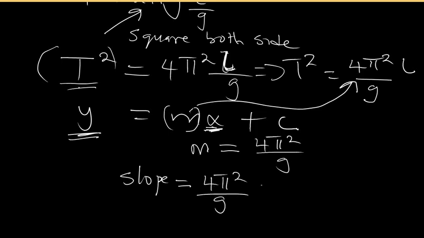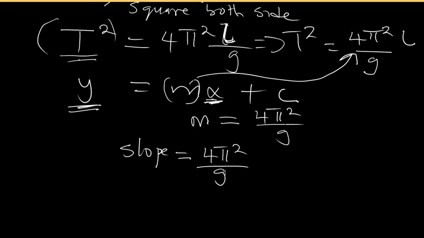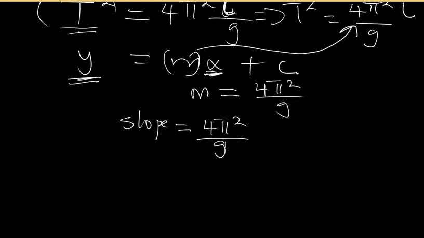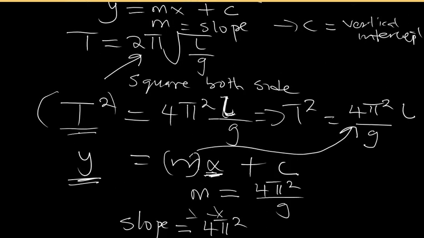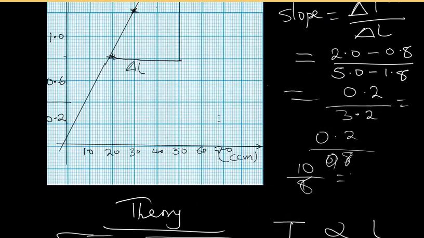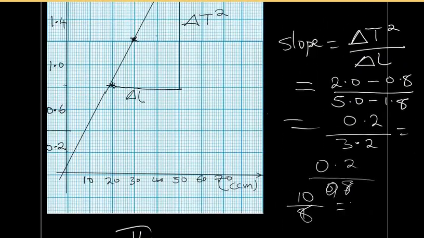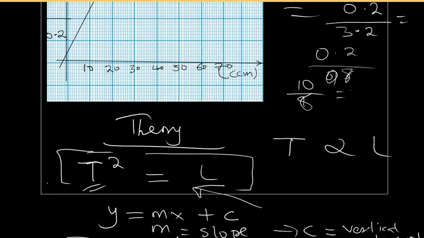In most cases, after conducting the practicals on a simple pendulum, you will always be asked to find the acceleration due to gravity, because pi is a constant, 4 is a constant, and already you have calculated the slope. So let's get the slope so that we can get the acceleration due to gravity. The slope is 0.2 divided by 3.2.